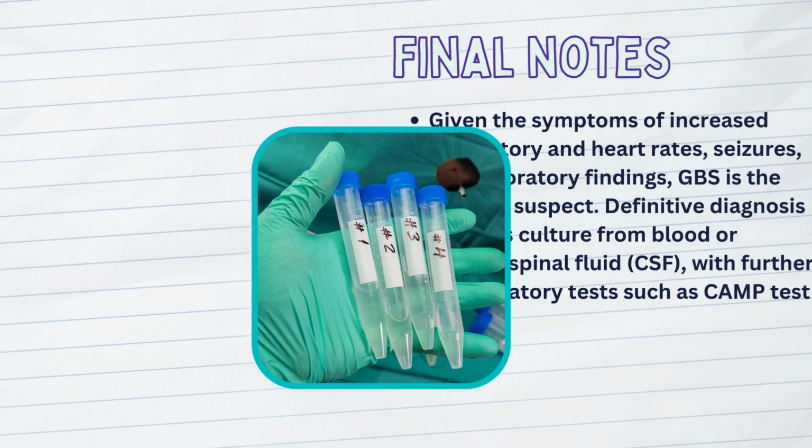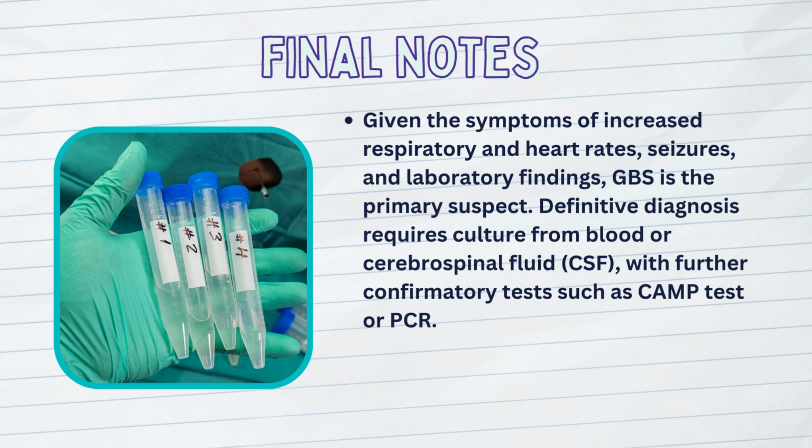Our final note that we're going to add is that, given the symptoms of increased respiratory and heart rates, seizures, and the lab findings, group B Streptococcus is our suspect. To have a more definitive diagnosis, you'd have to do a culture, with further confirmatory tests such as a CAMP test or PCR.